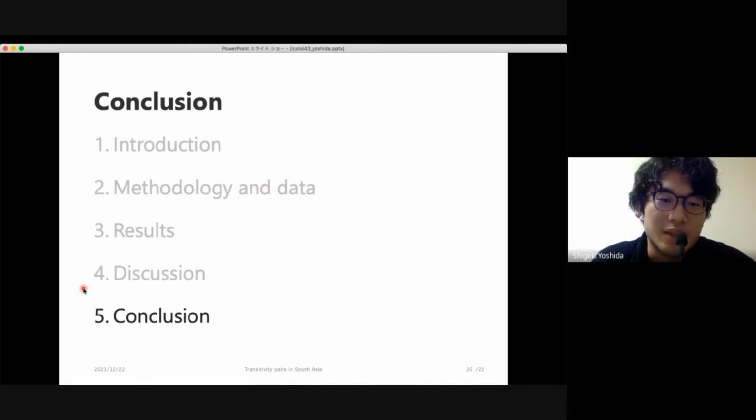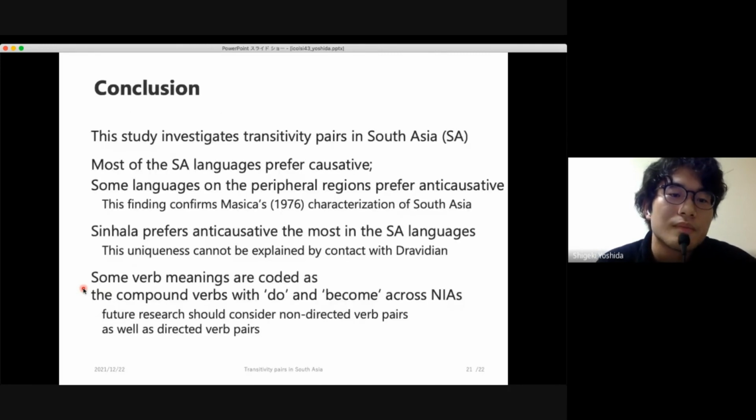Okay, let me conclude this talk. This study investigates transitivity pairs in South Asia. And it was shown that most of the South Asian languages prefer causative, while some languages in the peripheral regions prefer anti-causative. This finding confirms Masker's characterization of South Asia.